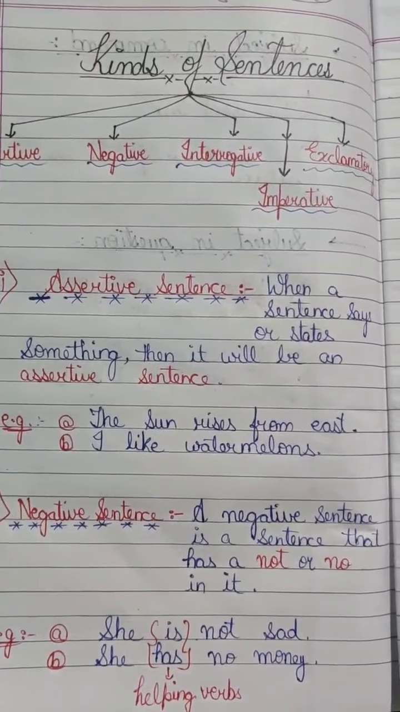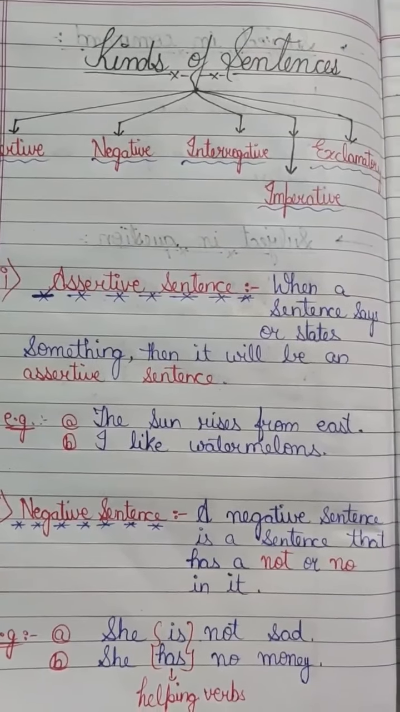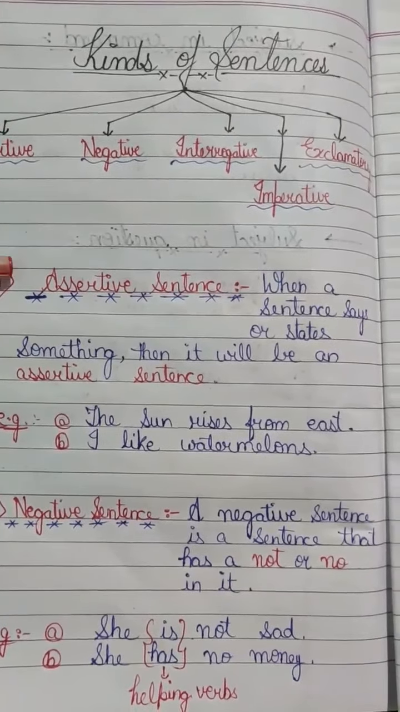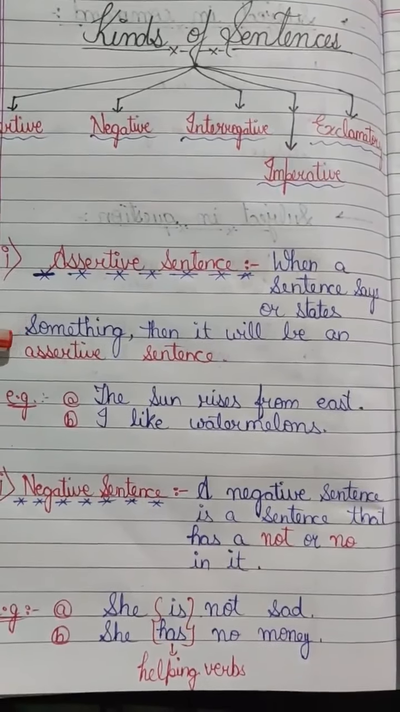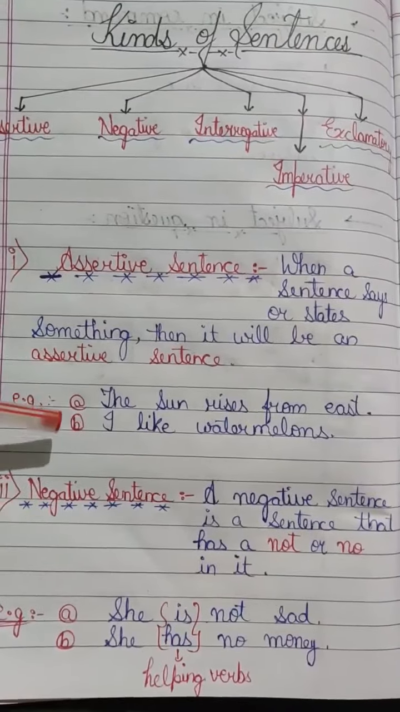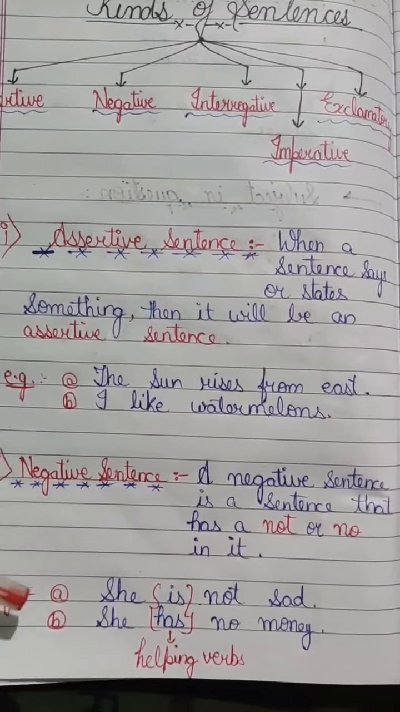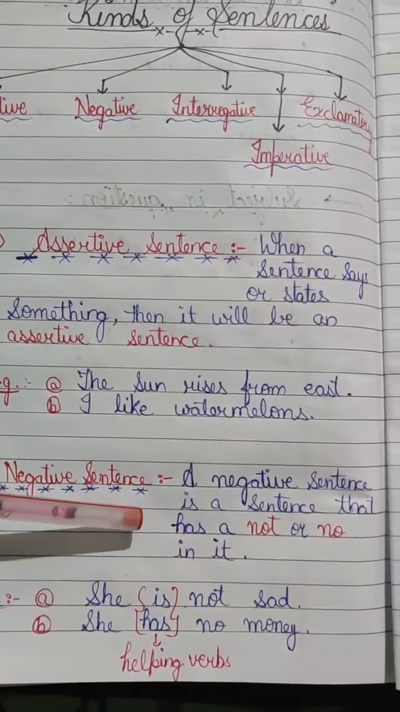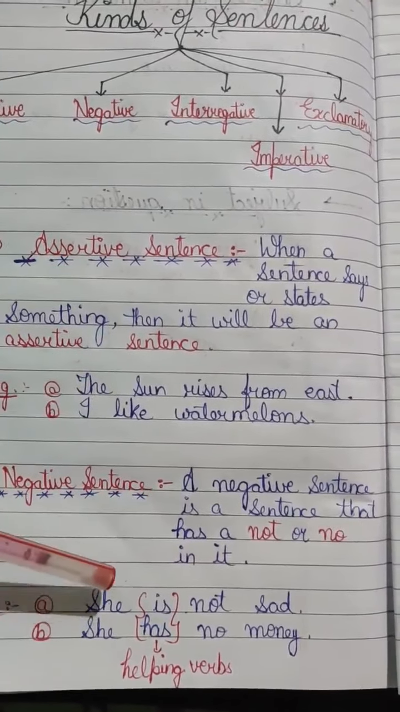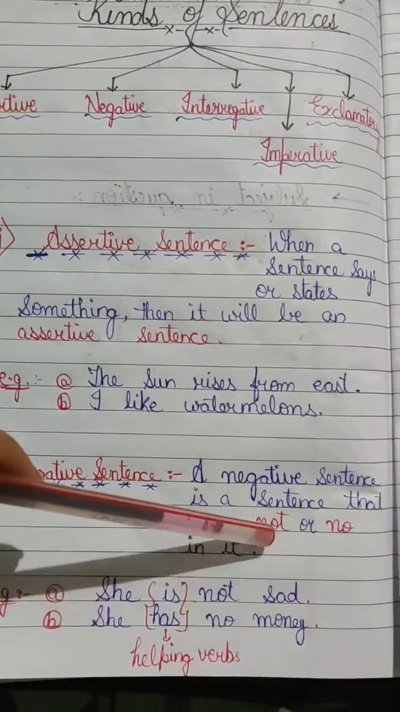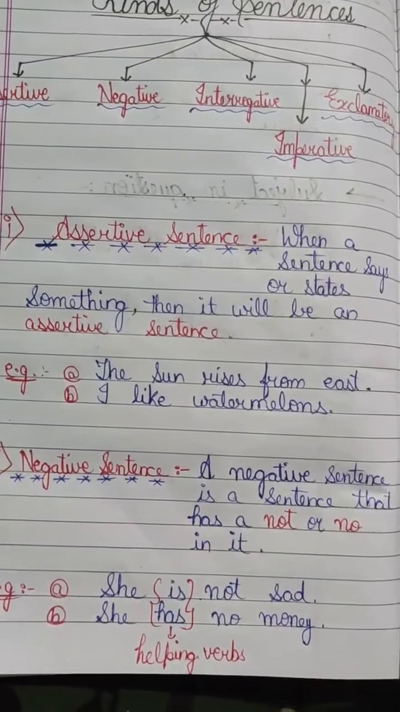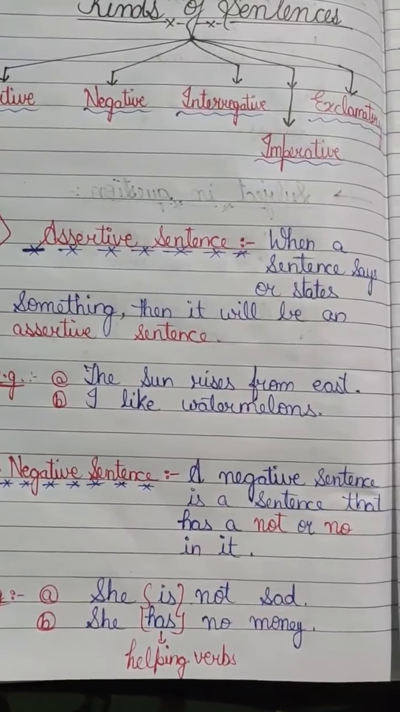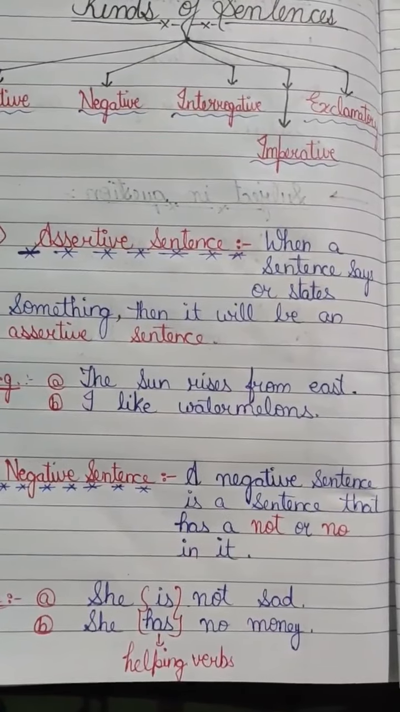I like watermelons. I'm telling you something, I'm saying something. Therefore, it will come under assertive sentence, right? Next one, I think it's clear. Okay, so the next one is negative sentence. A negative sentence is a sentence that has a not or no in it. I have highlighted the words not and no so that it would be very clear to you that a sentence where there is not or no would be a negative sentence.